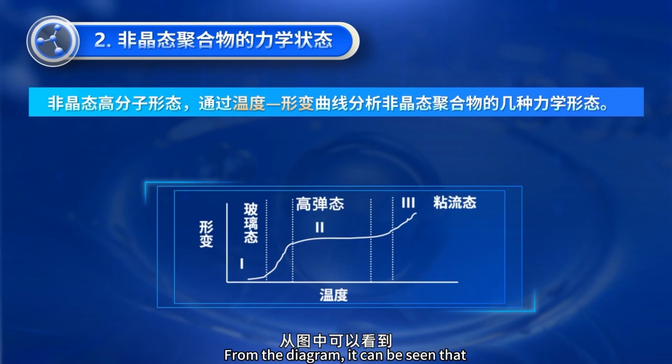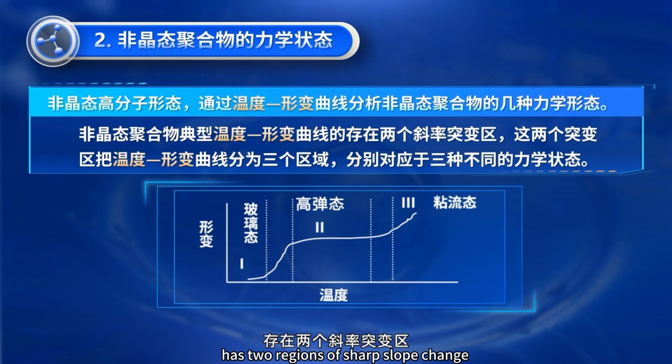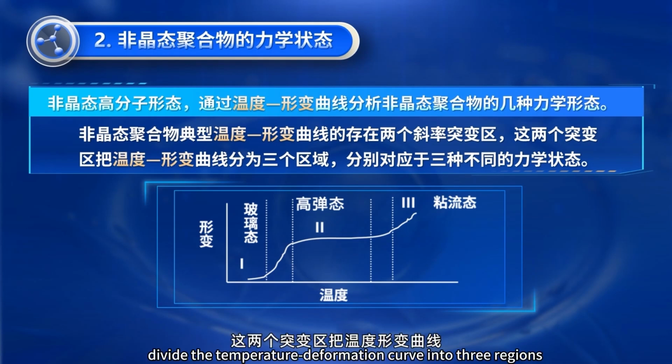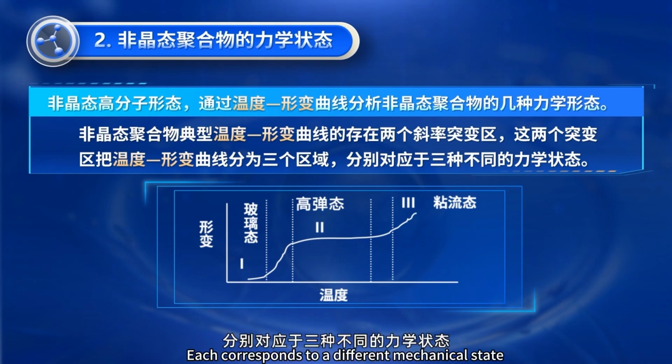From the diagram, it can be seen that the typical temperature deformation curve of an amorphous polymer has two regions of sharp slope change. These two transition regions divide the temperature deformation curve into three regions. Each corresponds to a different mechanical state.